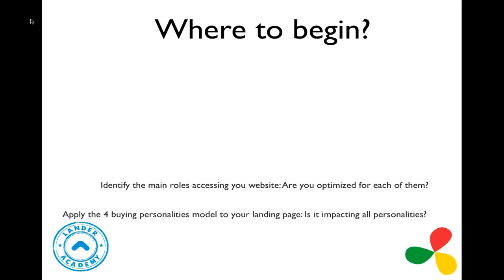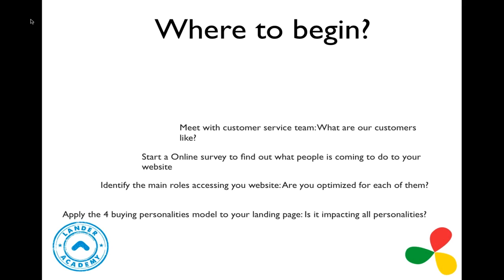So after you do this, you identify the main roles accessing your website. You start an online survey, as we saw with Qualaroo or 4Q or whatever tool. You meet with your customer service team. You start improving the process with some real data, because your business is different. You already know that. And then interviewing five customers and five prospects. Then you can start creating your website personas and start testing in a way that I promise is going to work very, very well. And that's pretty much it.